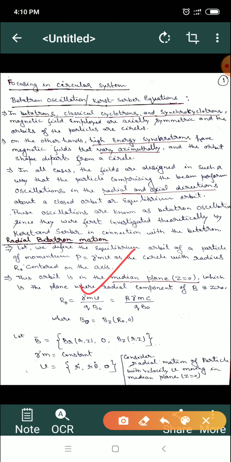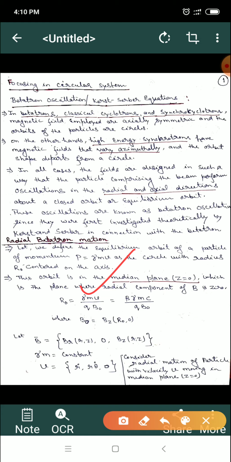So that is the circular path in which the particle is moving. Then we can multiply by c and divide by c, so that we can write beta gamma mc upon q B0, where B0 is the Bz, r0 means the magnetic field at the axis of the charged particle, that is in the z direction.